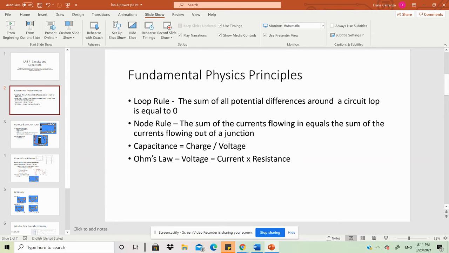The main physics principles used in Lab 4 include the loop rule, which states the sum of all potential differences around a circuit loop equals 0, the node rule, which states the sum of currents flowing into a junction equals the sum of currents flowing out of a junction, capacitance is equal to charge divided by voltage, and Ohm's law, which states the voltage equals current times resistance.